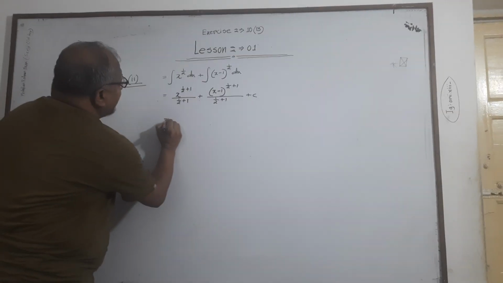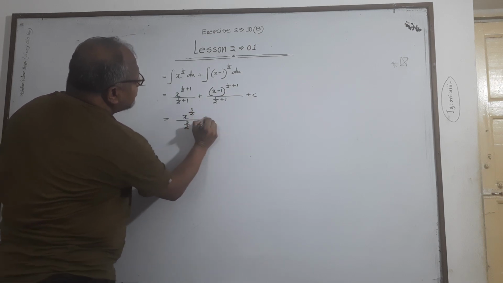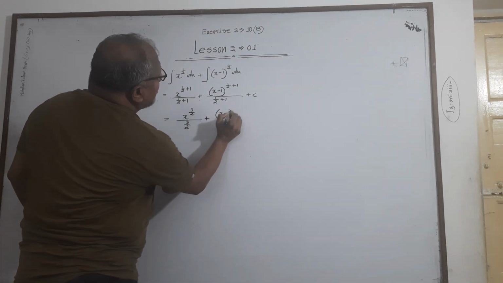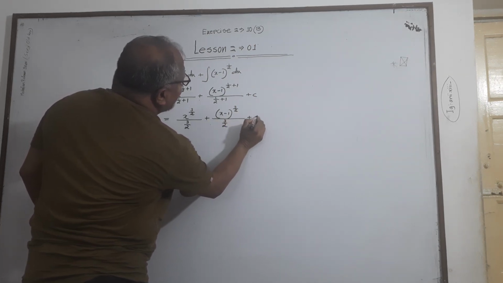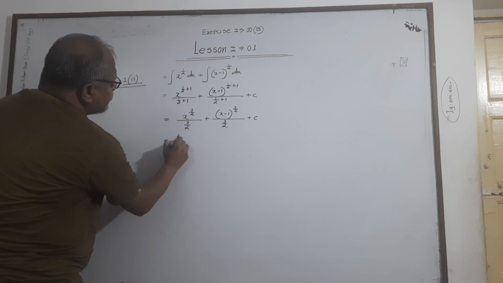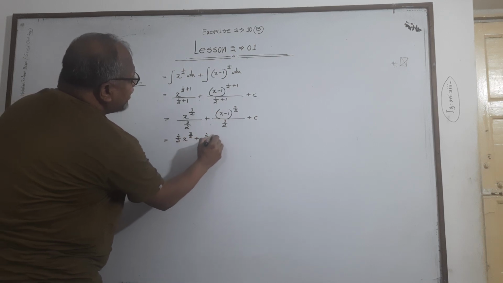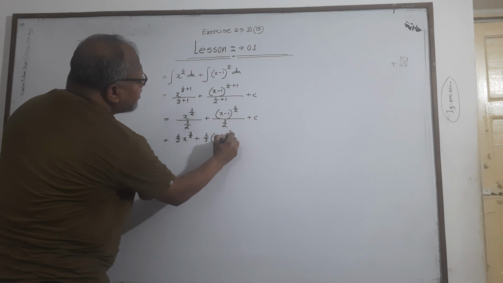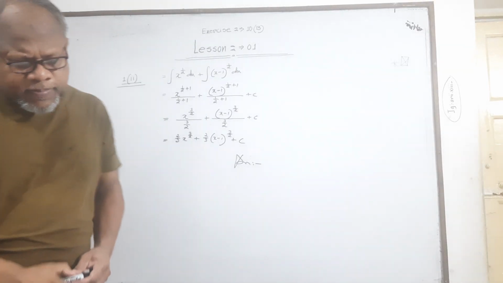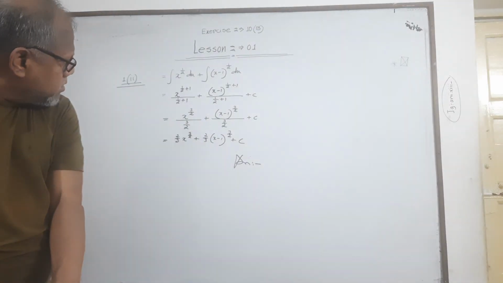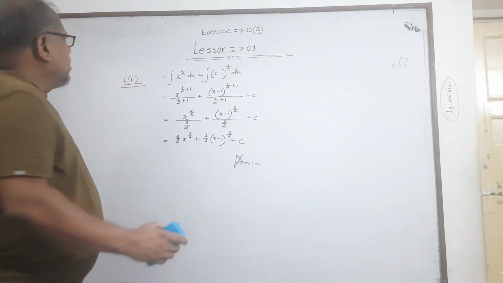Okay, here it is x to the power 3 by 2 divided by 3 by 2 plus (x minus 1) whole to the power 3 by 2 divided by 3 by 2 plus c, equal to 2 by 3 x to the power 3 by 2 plus 2 by 3 (x minus 1) whole to the power 3 by 2 plus c, and this is your answer.